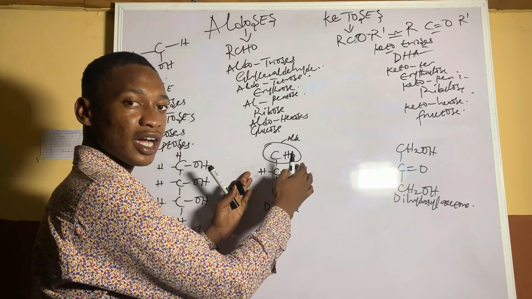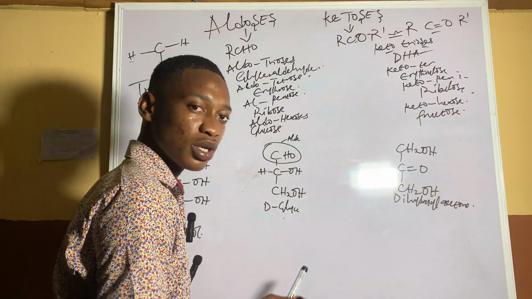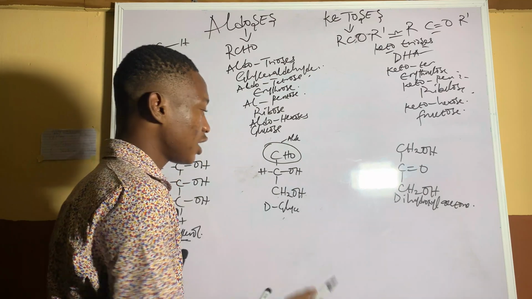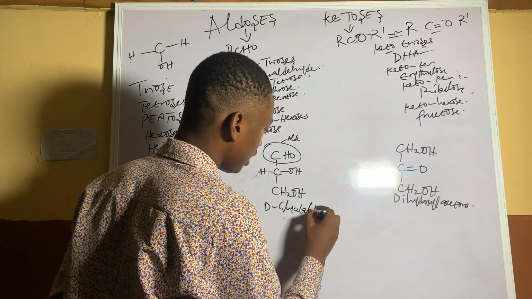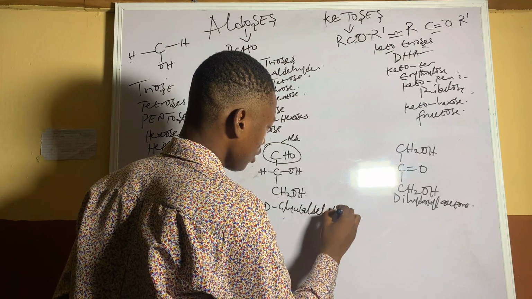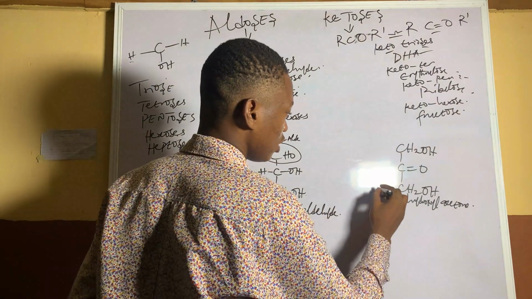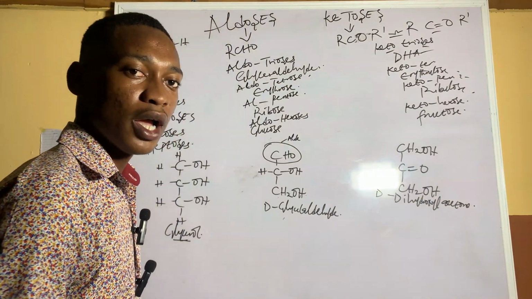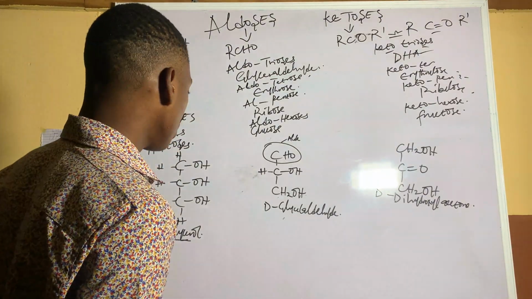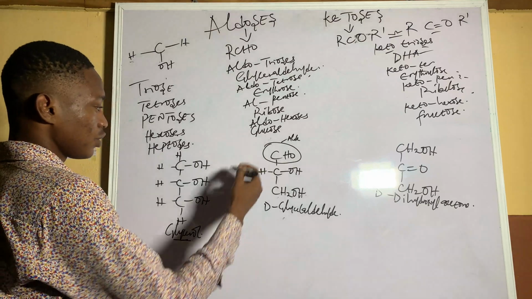So we say that aldotrioses are aldehyde sugars that contain 3 carbon atoms. Example: glyceraldehyde. This is dihydroxy acetone. Now we come to aldotetrose. In aldotetrose, we have an example.